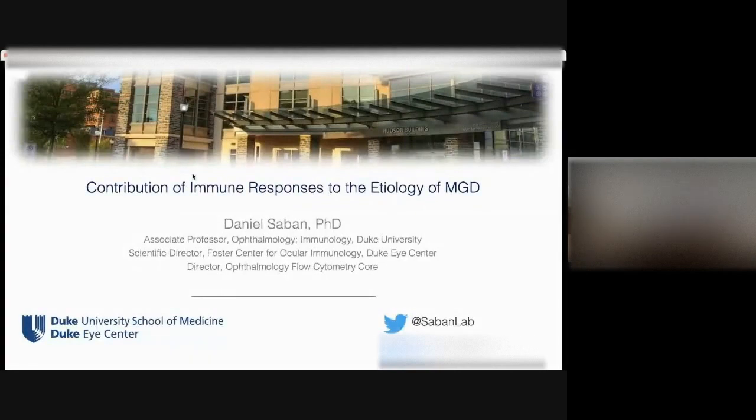The talk today is by Dr. Daniel Saban. He's the associate professor of ophthalmology and immunology at Duke University. He's the scientific director at the Foster Center for Ocular Immunology at Duke, and he's the director at the Ophthalmology Flow Cytometry Core Center here. He also chairs the Immunology and Microbiology section program at ARVO, and he also chairs the Immunology Subcommittee for the Ryan Initiative for Macular Research. So a lot of leadership positions internally at Duke and externally across ARVO and the Ryan Initiative.